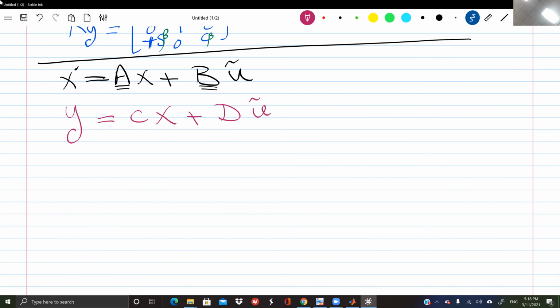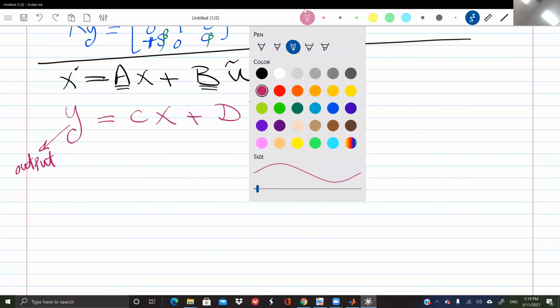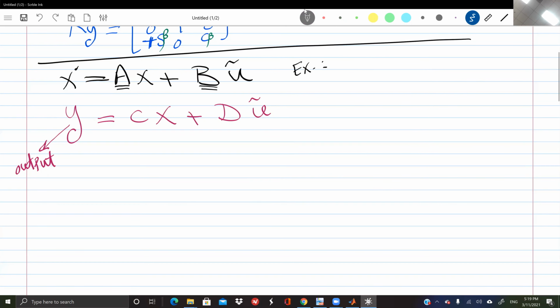So what is x? X is our state variables. What is u? U is our input. What's y? Y is our output. And you're free to define the output whatever you like. It does not matter. This is just to define which variable you're more interested in. For example, my x's are w and q, like this example, okay?